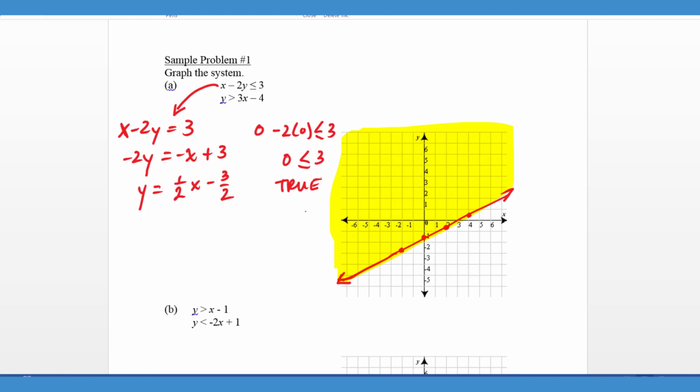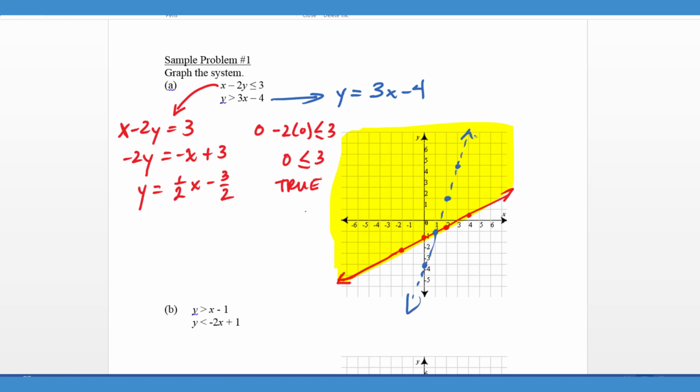Now I personally like to use the highlighter functions on the computer, because whenever you use the highlighter functions, they give you a nice blended color so you can see the actual solution set. So now I'm going to take the second equation. I'm just going to turn it into an equation for graphing purposes. So this is going to be y equals 3x minus 4. And so I'm just going to graph y equals 3x minus 4. Now before I go ahead and draw this line, notice that the inequality is greater than, but not equal to. So I have to remember that this is dashed.